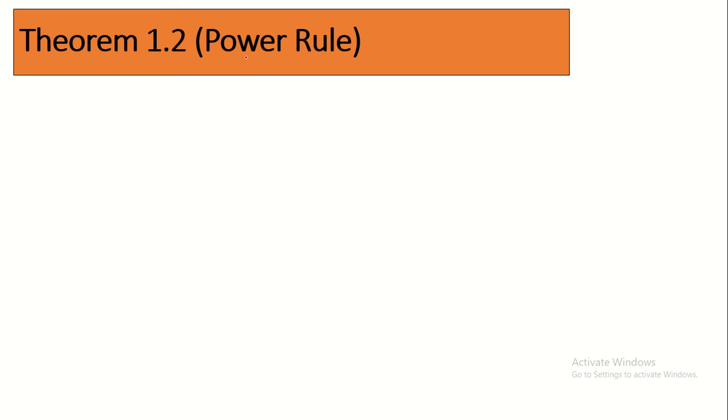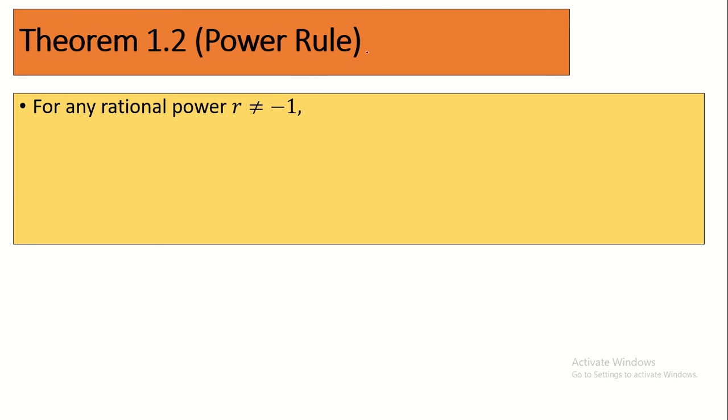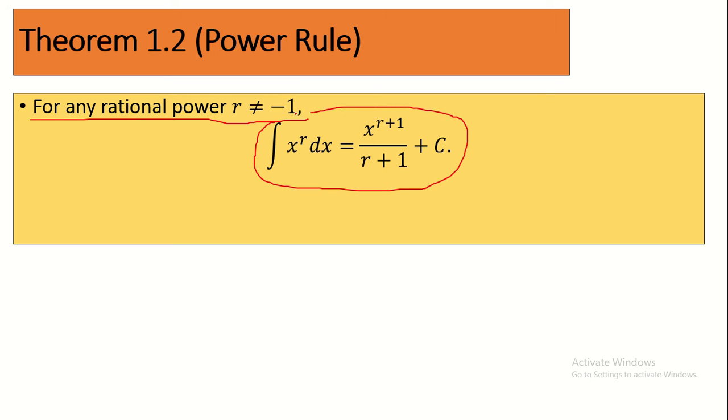So, Theorem 1.2, power rule. Itong power rule na to, this is a power rule for integration or finding the antiderivative. So, for any rational power, r is not equal to negative 1. So, hindi pwede, dito hindi pwede na yung r natin or yung exponent natin ay mag-equal sa negative 1. So, I'll explain that further later. So, the antiderivative of x raised to r with respect to x is equal to x raised to r plus 1 divided by r plus 1 plus c. So, ito yung formula natin for power rule.